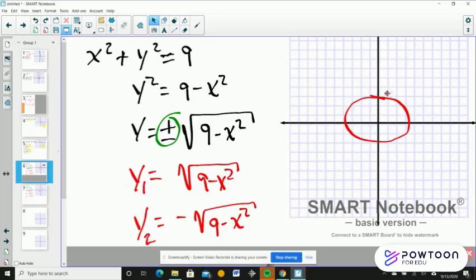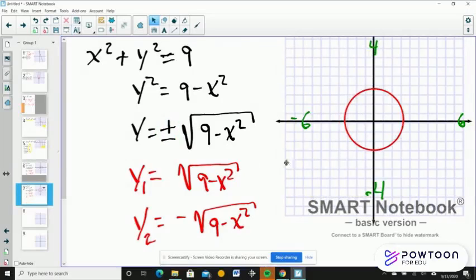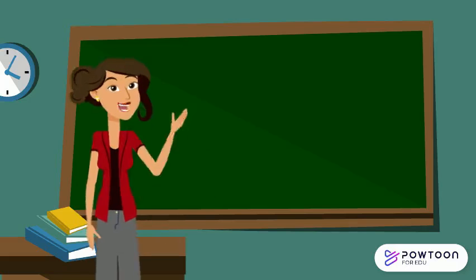And then our graph is going to look a little more elliptical because of the parameters in our window. So if you change the parameters in your window to x min and max being -6 and 6, and y min and max being -4 and 4, you'll see your graph will look a little more circular in your calculator screen.